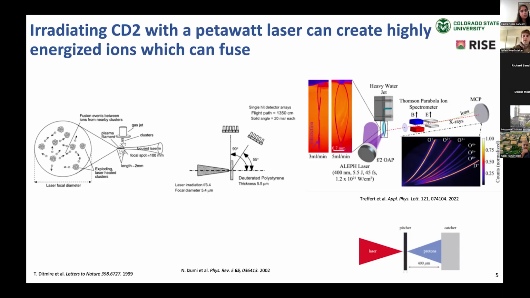And we've also worked with liquid water jets, which can accelerate ions. And in this case, be used as the pitcher for a pitcher-catcher regime, where the catcher would be like a beryllium or a CD2 target that the accelerated ions would interact with and fuse and create neutrons.